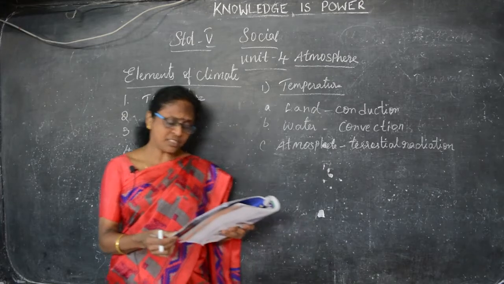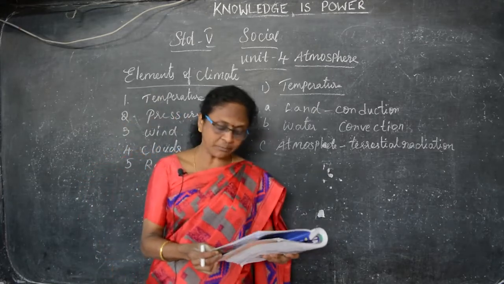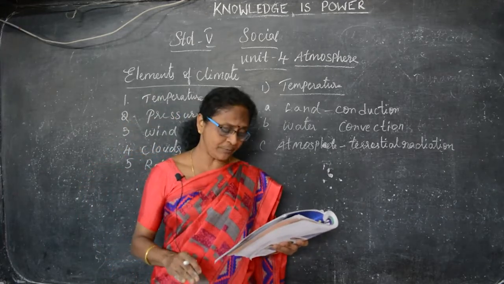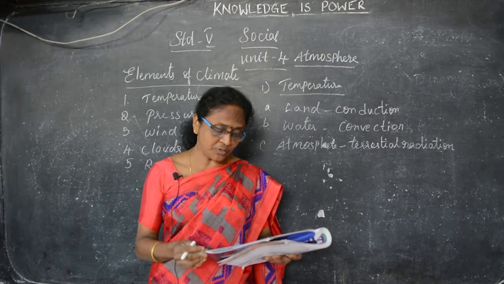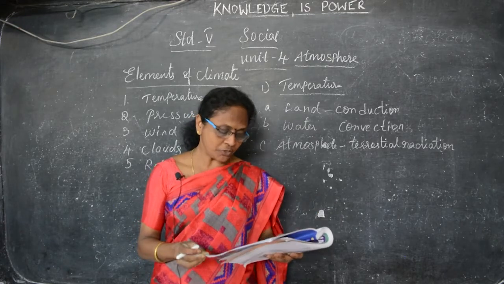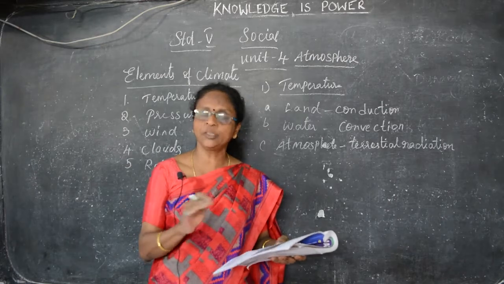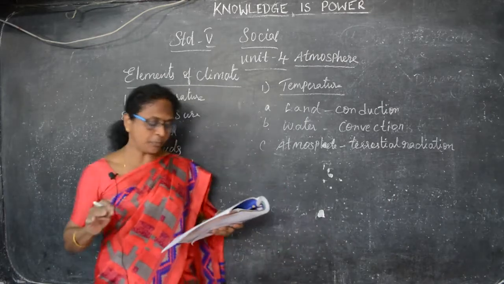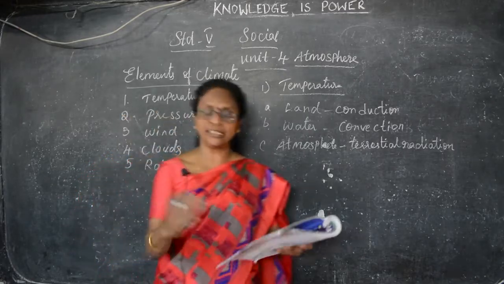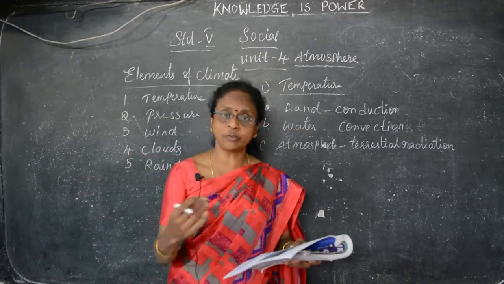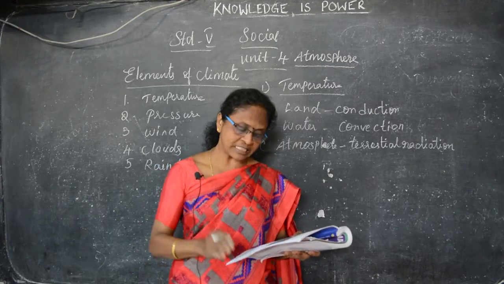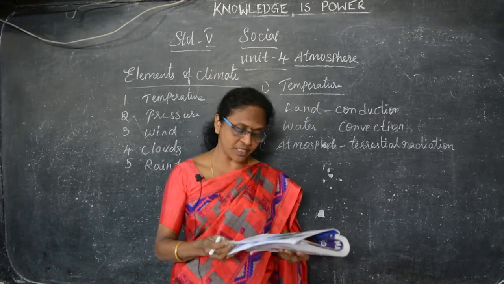The temperature is not the same everywhere. Latitude, altitude, distance from the sea and position of the mountains are some of the factors that determine the temperature. Temperature won't be the same. It will depend upon the latitude, altitude, the distance from the sea and the position of the mountains, which are some of the factors that determine the temperature of a place.